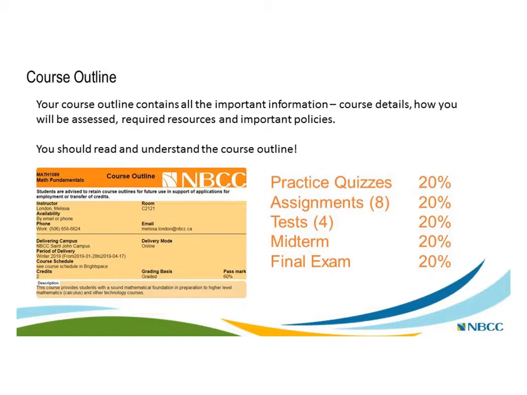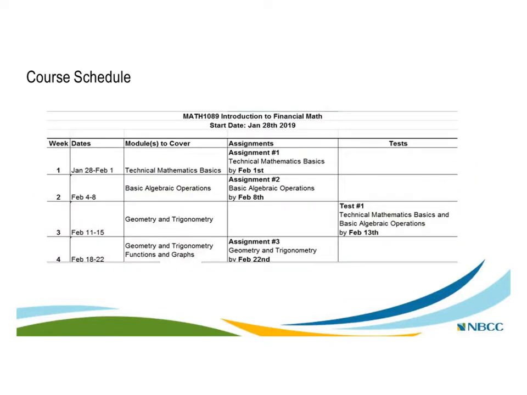One of the things that I'm sure you're interested in is how am I going to be assessed? Here's a little breakdown. At the end of every lesson, you'll have a practice quiz. Those will account for 20%. At the end of every module, you'll have an assignment. There'll be 8 of those, and those will be a total of 20%. You'll have 4 tests, which will be 5% each for a total of 20%, 1 midterm 20%, and 1 final exam 20%.